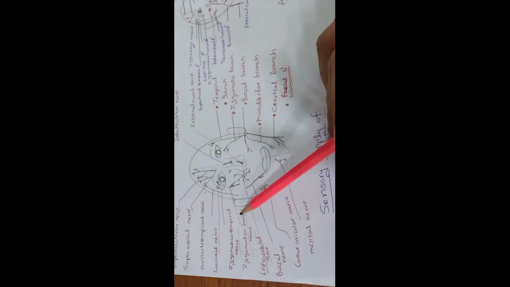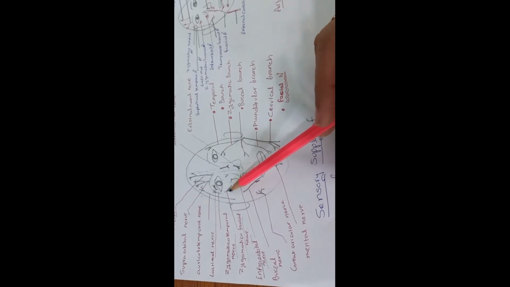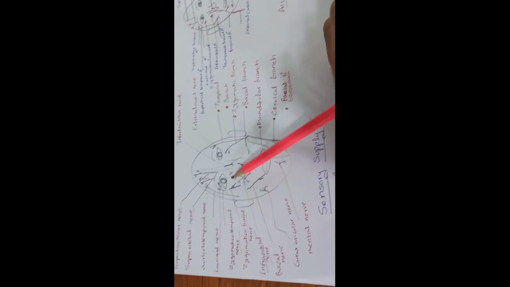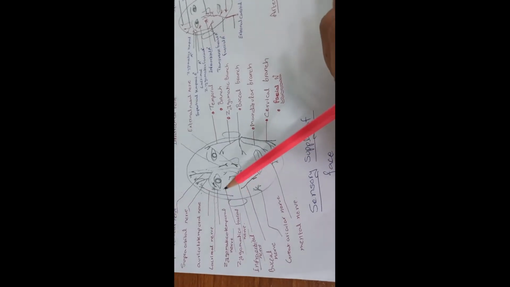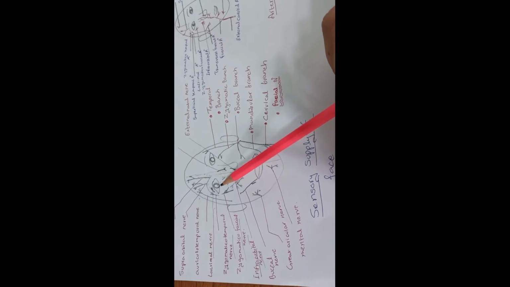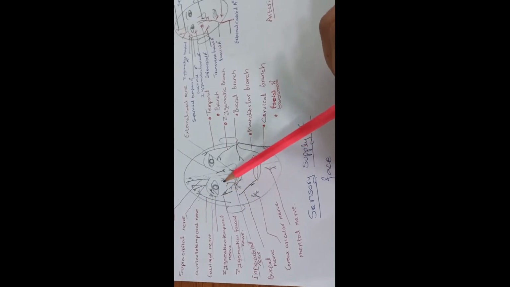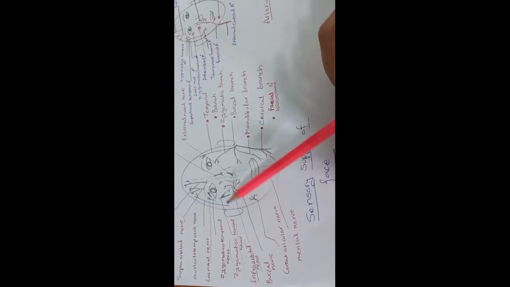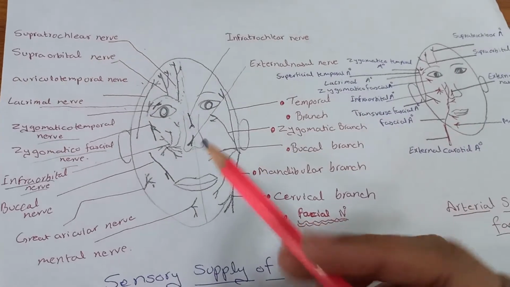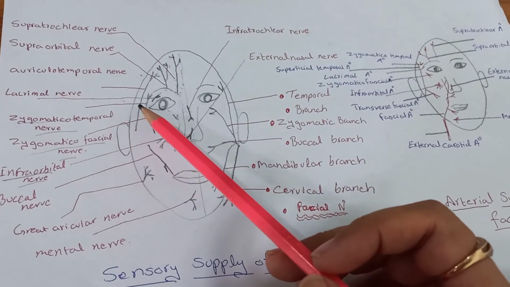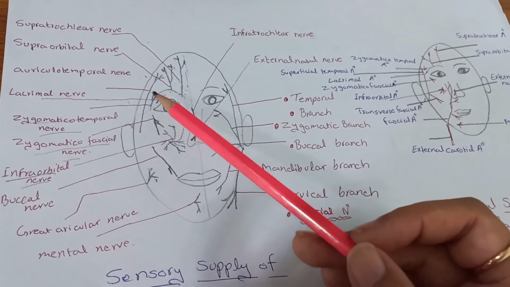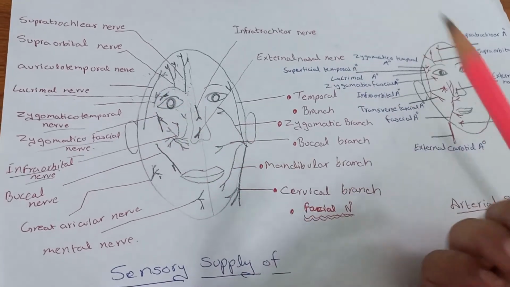Then comes the zygomatico-facial nerve. As you can see in this diagram, the zygomatico-facial nerve passes through the foramen present on the lateral side of the zygomatic bone, and after passing through the foramen, it innervates the cheekbone, or the prominence of the cheek. The zygomatico-temporal nerve, as the name tells, innervates the skin over the temporal region.